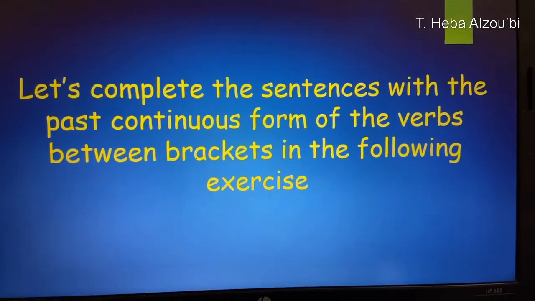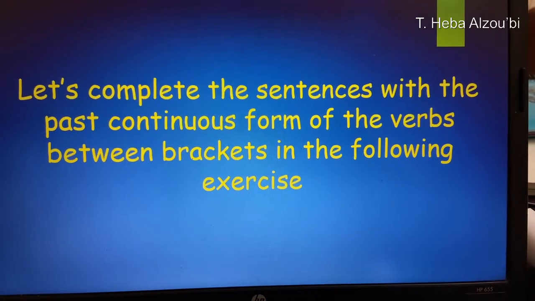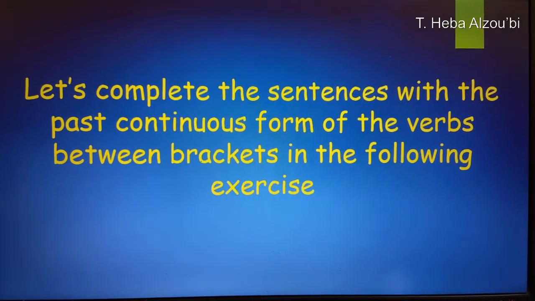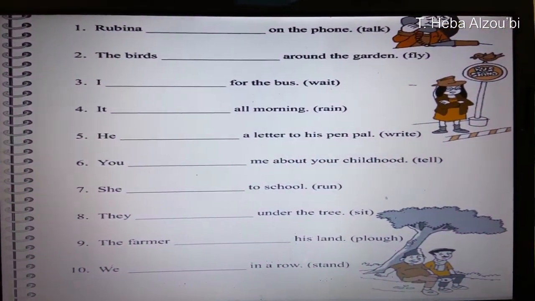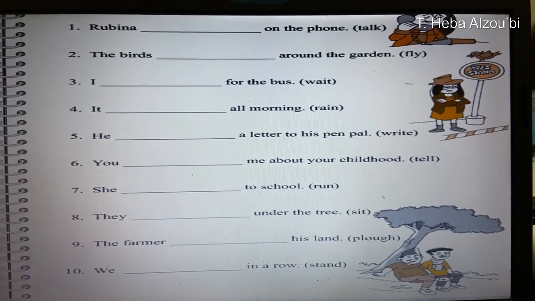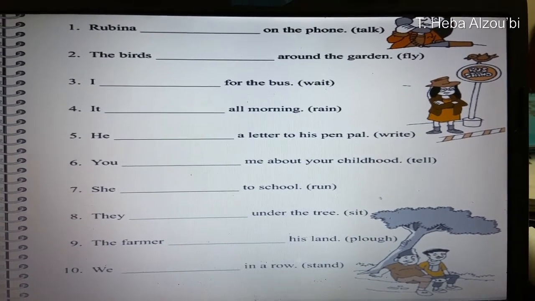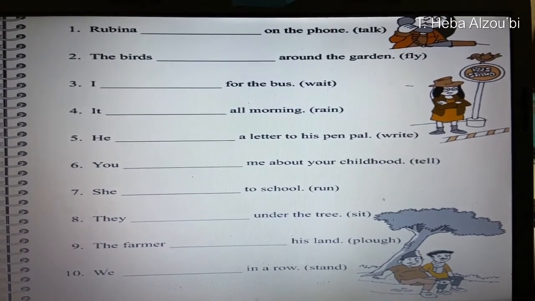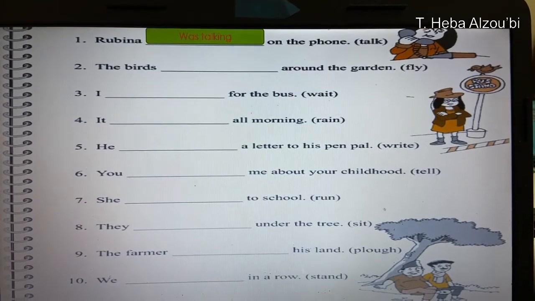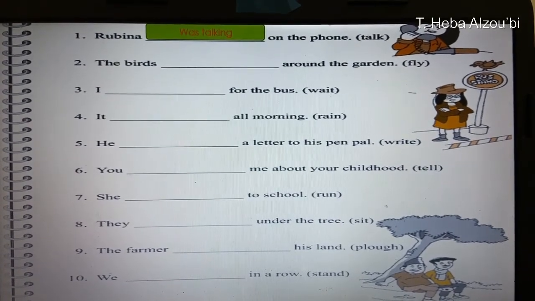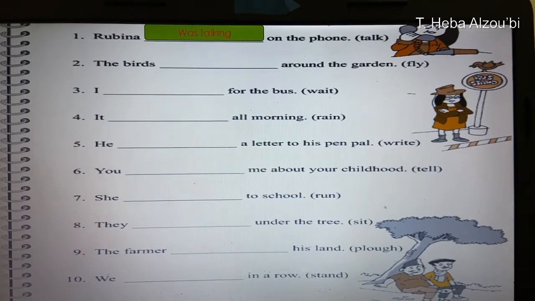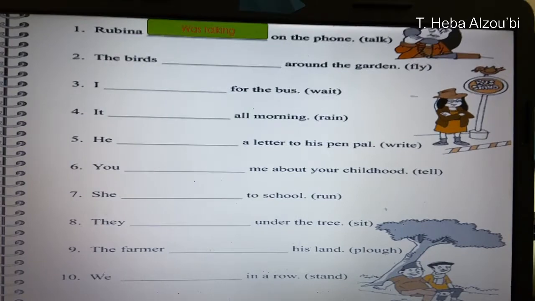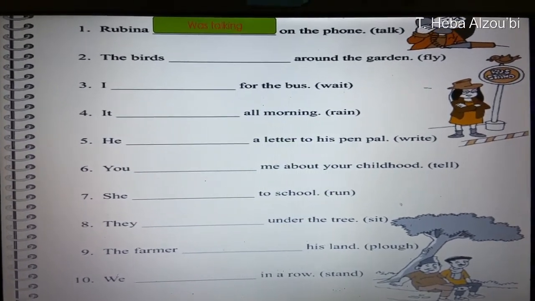Let's complete the sentences with the past continuous form of the verbs between brackets in the following exercise. Let's start with number 1. Rubina on the phone, and we should correct talk. It becomes: Rubina was talking on the phone. We used was because Rubina is a singular subject, and the ing form of the verb.